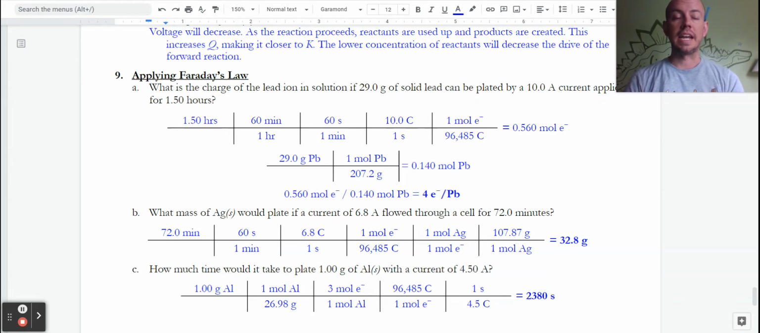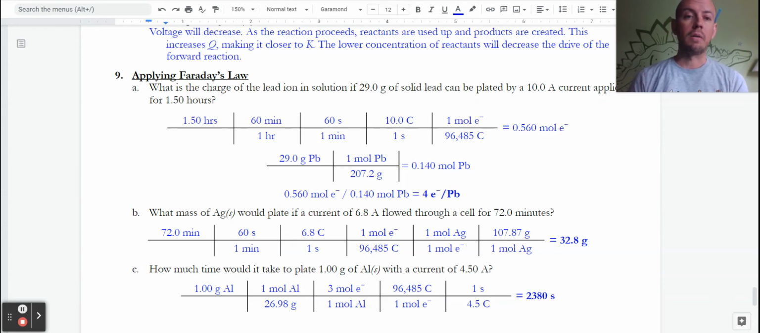So the first thing, the connection that's really important is the connection between amps, which is coulombs per second, and the time. So if we look at this, 1.5 hours is 60 minutes and 60 seconds. So I multiply across, and then I know in this case, I have a really high current, 10 coulombs every 1 second. The number of coulombs connects to moles of electron based upon the charge on each electron. So I set all of that up and I am able to figure out when this runs at this current, I get 0.56 moles of electrons.